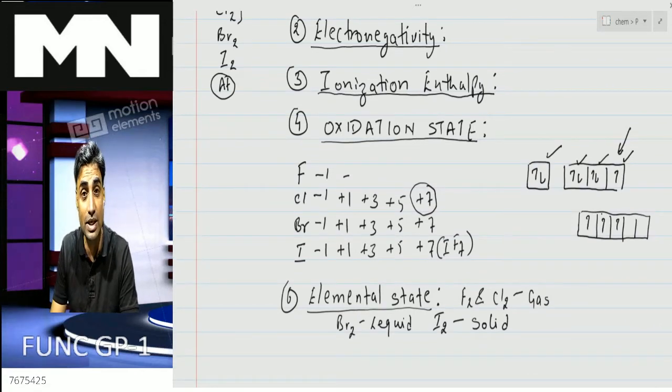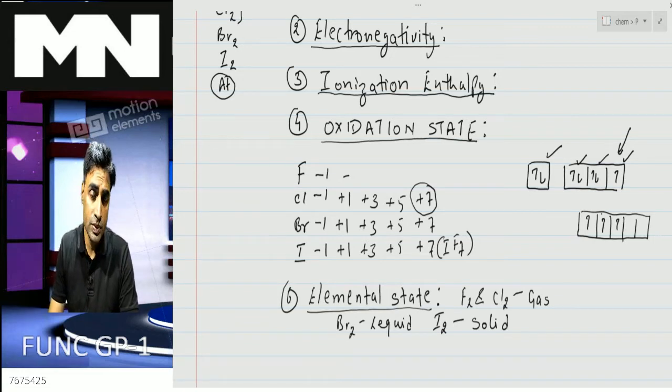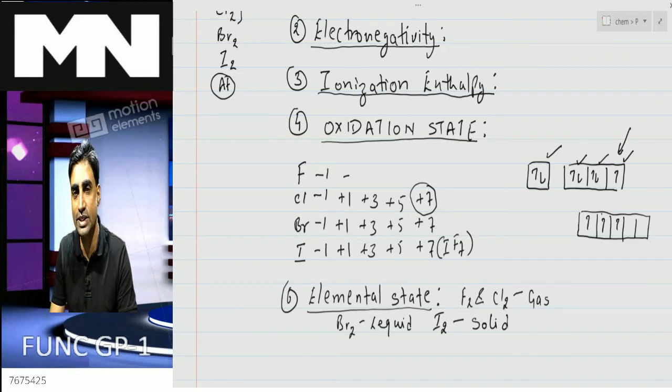And why is this gradation there? Because as we are moving down the group from fluorine to chlorine, chlorine to bromine and bromine to iodine, the molecular mass is increasing. So the van der Waals forces also increase. Hence the state is changing from gas to liquid and liquid to solid.